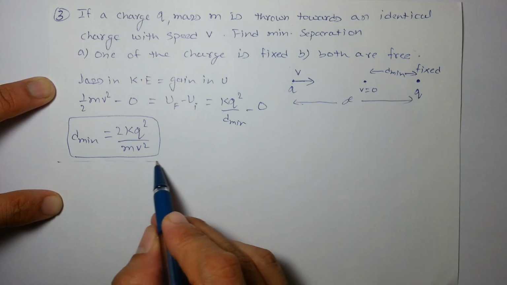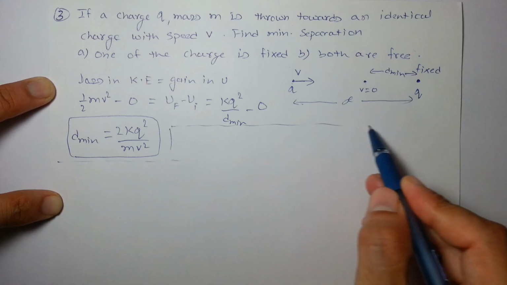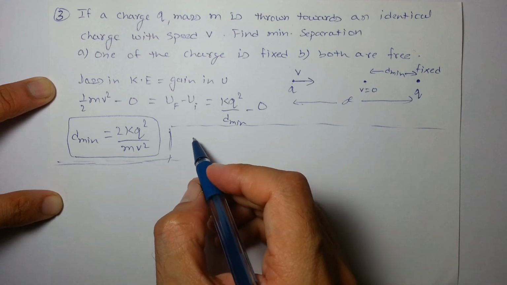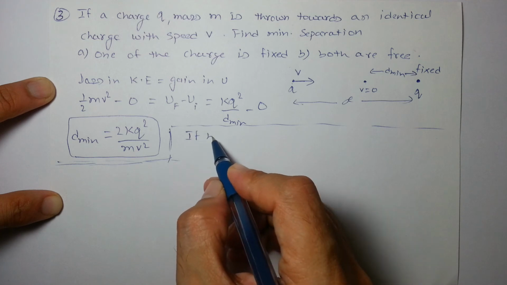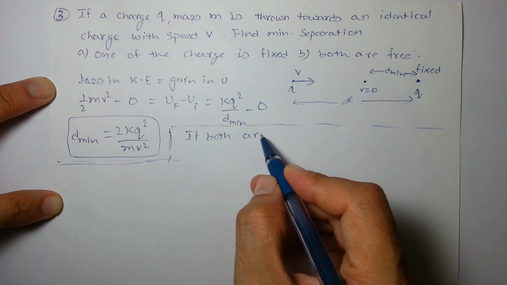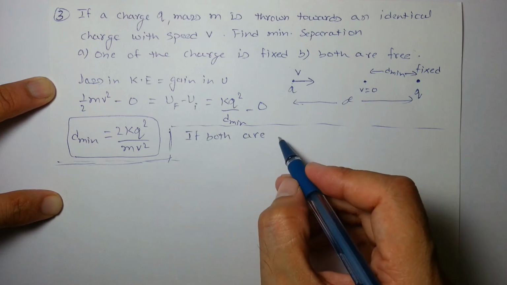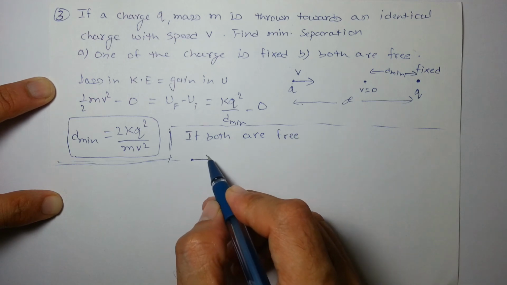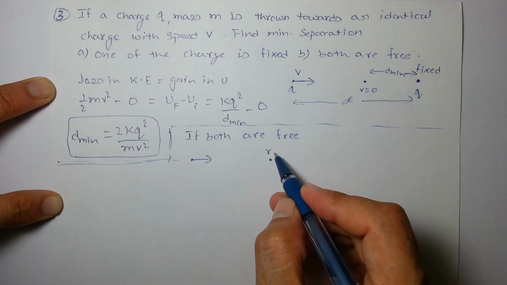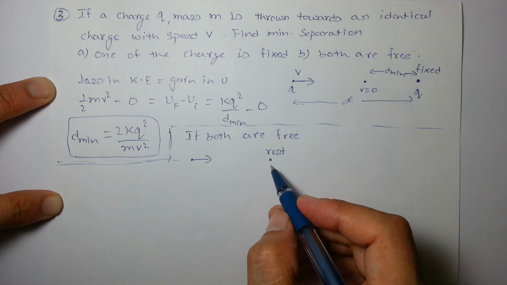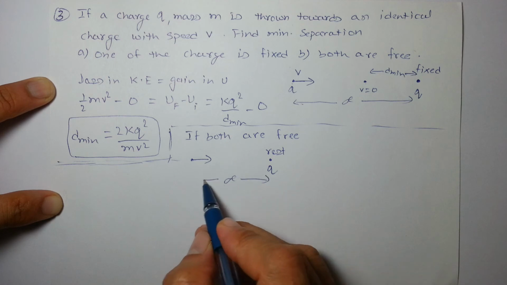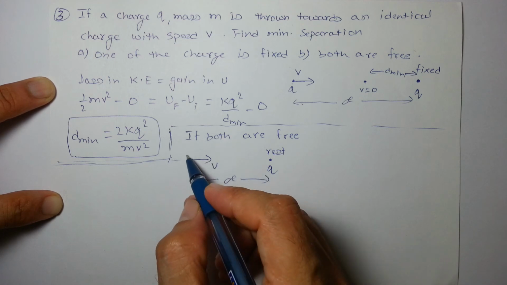Okay, so now let's solve the next part. If both the charges are free, okay, if both are free, so what will happen? I have to draw two diagrams. One is, this is at rest, though it is free, but initially it is at rest, and it has been thrown from a very large distance with a speed v.